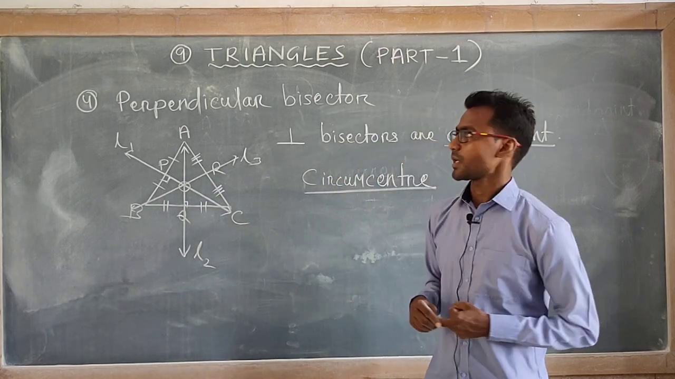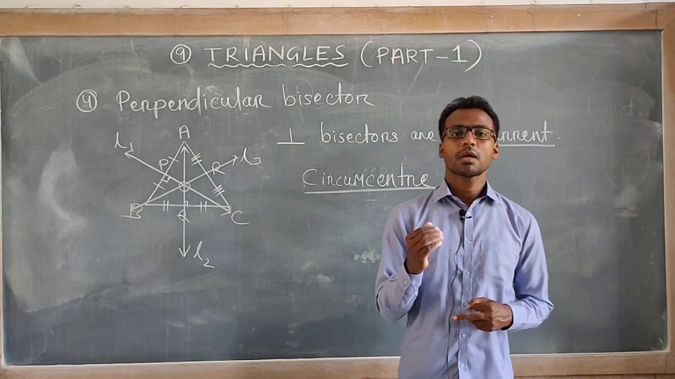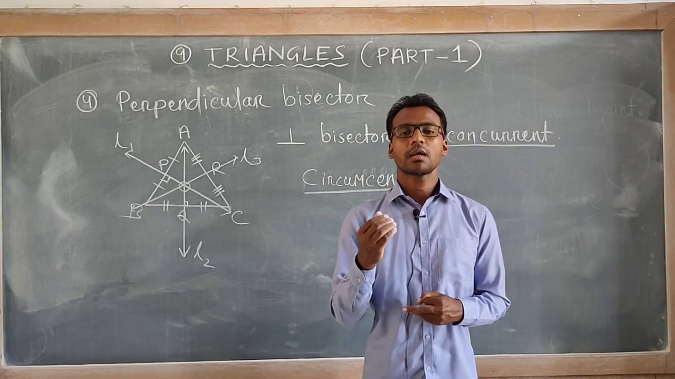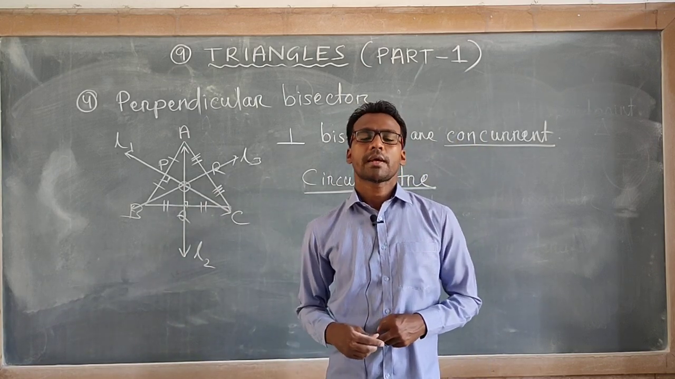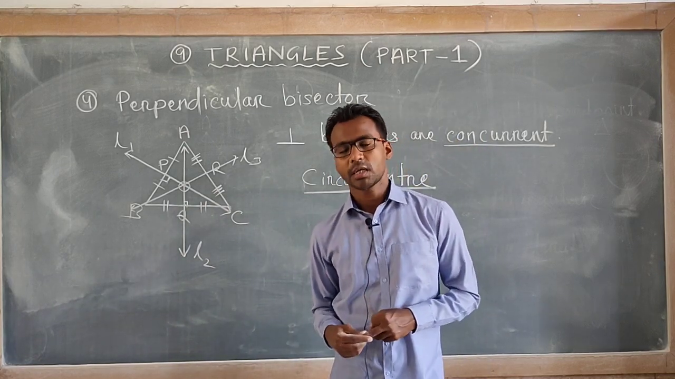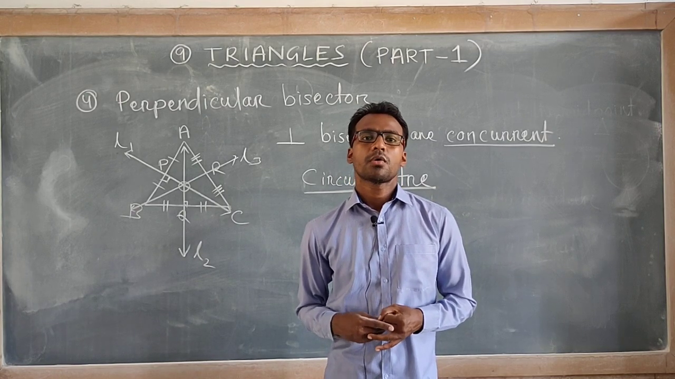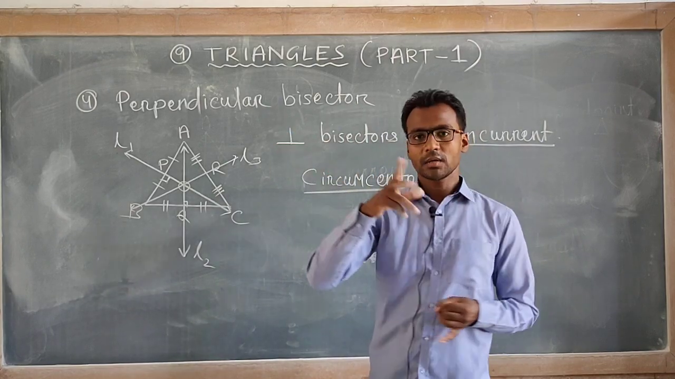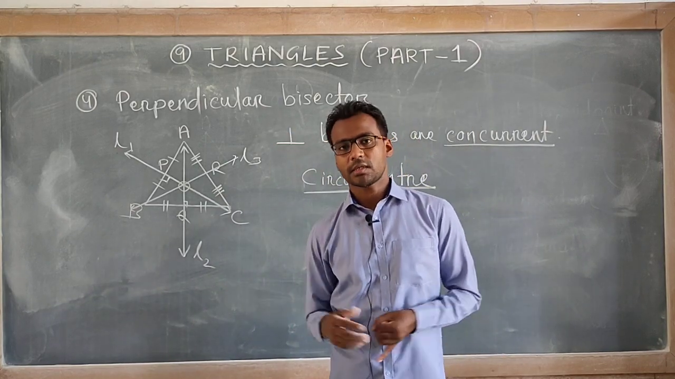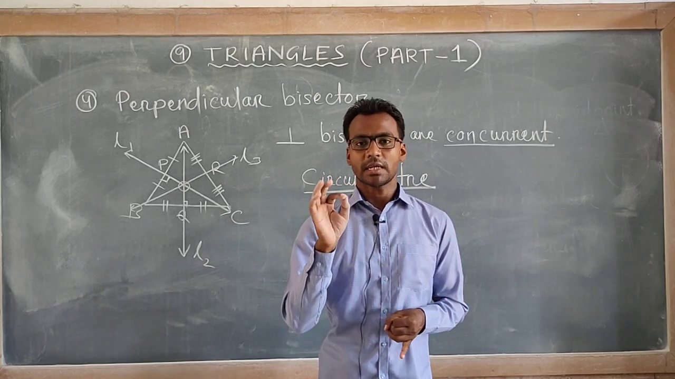Then the second concept is about altitude. Altitude means a perpendicular drawn from one vertex of a triangle to the opposite side. All the three altitudes are concurrent. That means they pass through the same point, and the point of intersection is called orthocentre. Third concept is angle bisector. You know what an angle bisector is? They are also concurrent, and the point of intersection is called incentre.